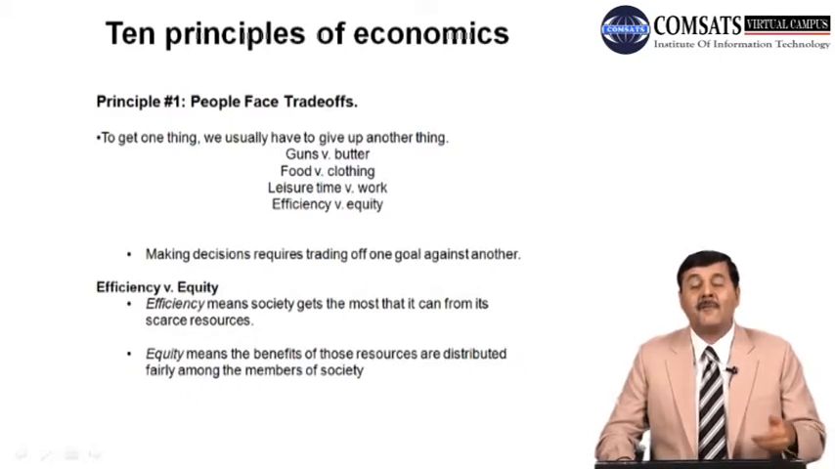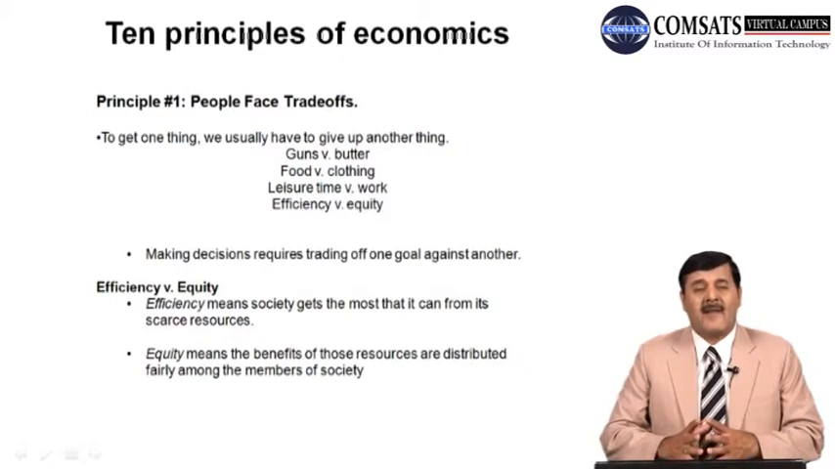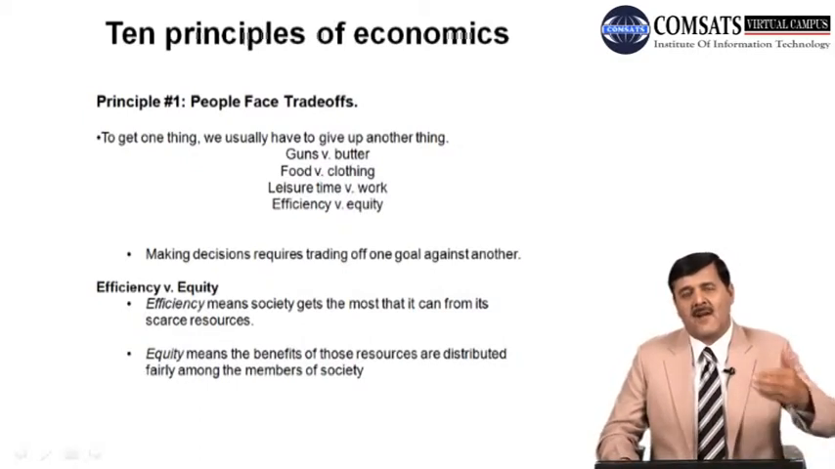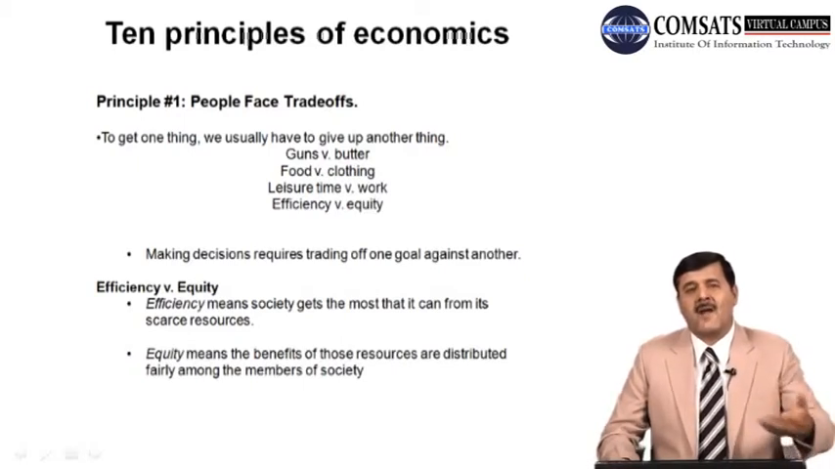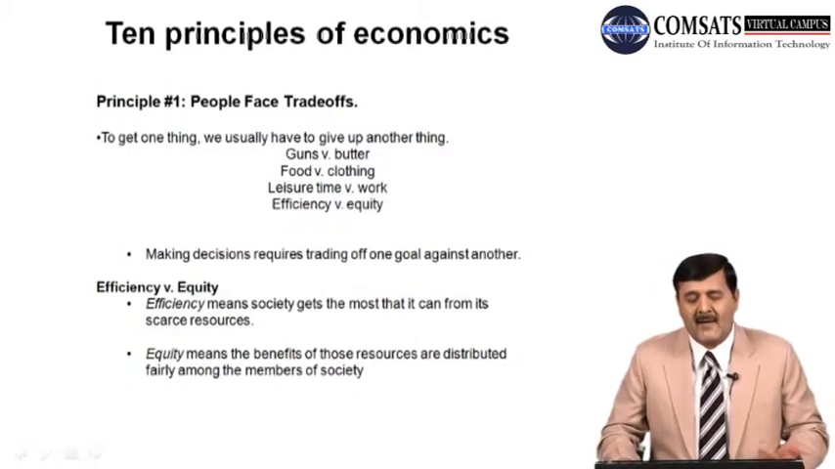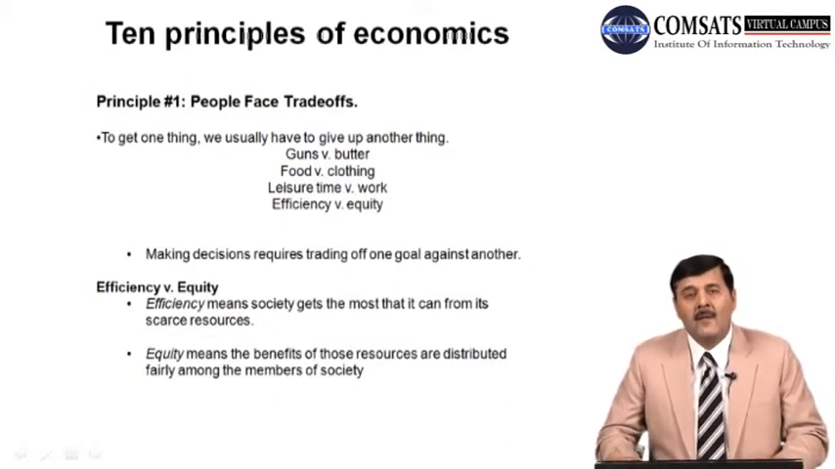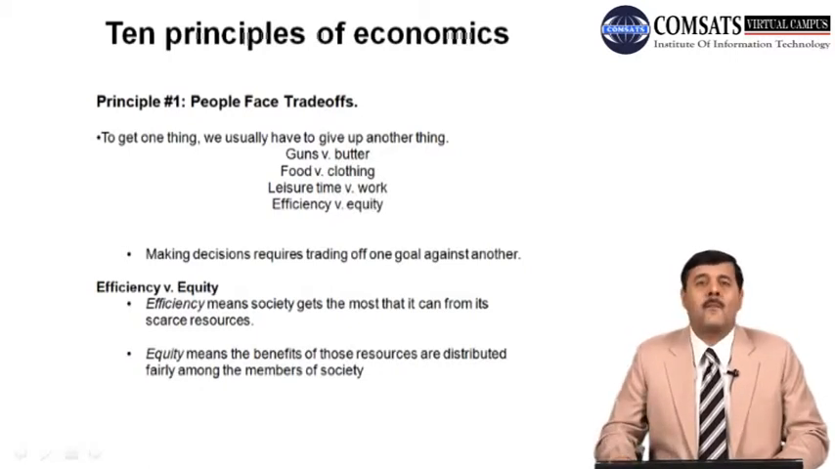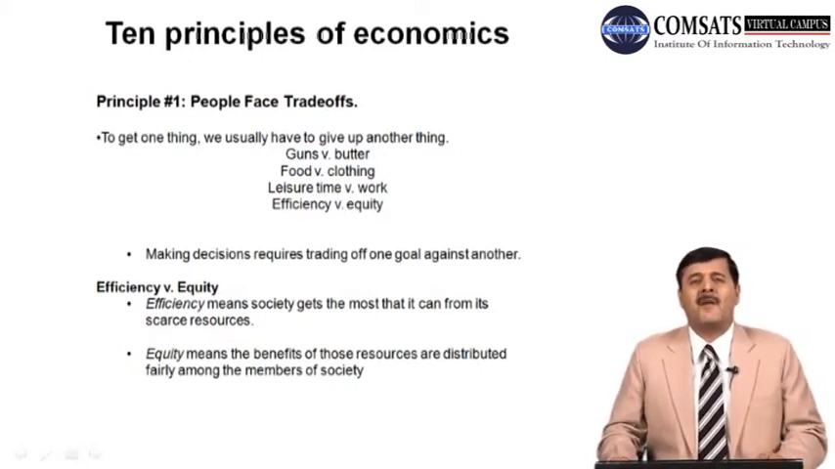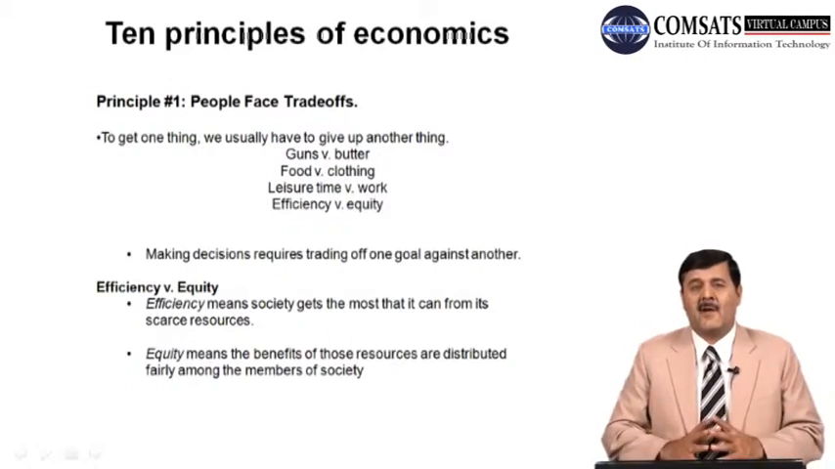To get one thing, we usually have to give up another thing, right? So there is a trade-off that exists in society, and people have to face that trade-off. If they want a greater quantity of one thing, they will have to reduce the quantity of another. So people face trade-offs in society and the market. For example, guns versus butter, food versus clothing, leisure time versus work, efficiency versus equity. In all these examples, if an individual has to get more of a product or good, they have to sacrifice another thing, right? Suppose I am more interested in leisure and want to spend more time on it, so I have to sacrifice some of the time from my work. So I have to make a trade-off between the two things, right?